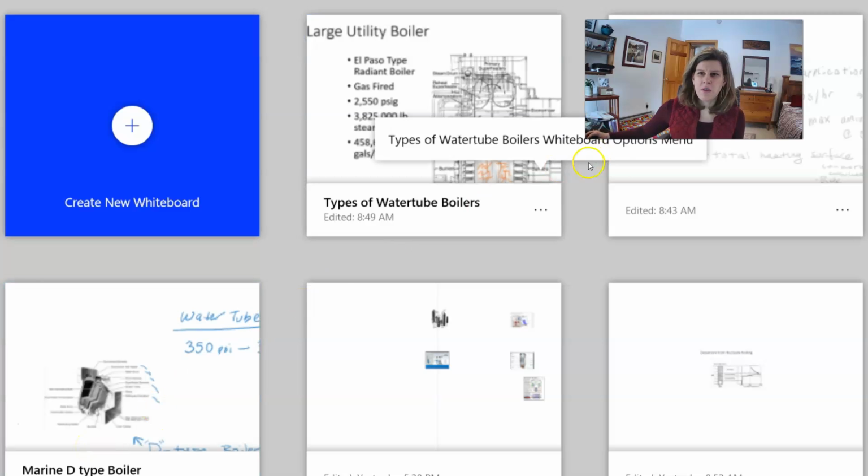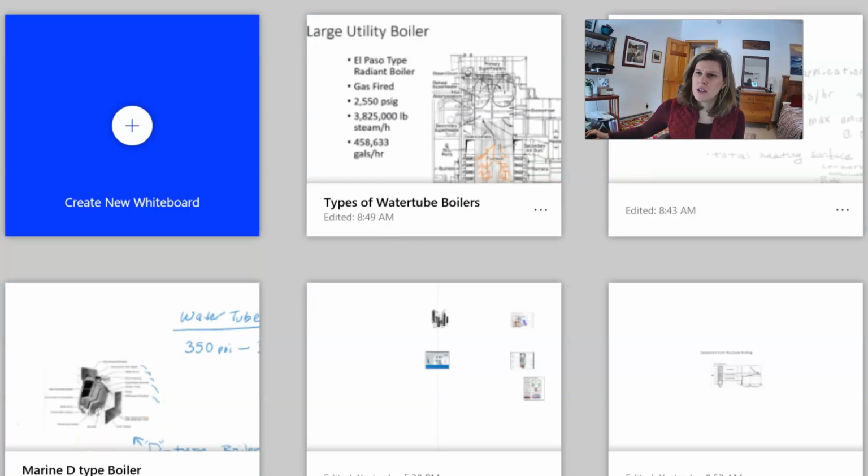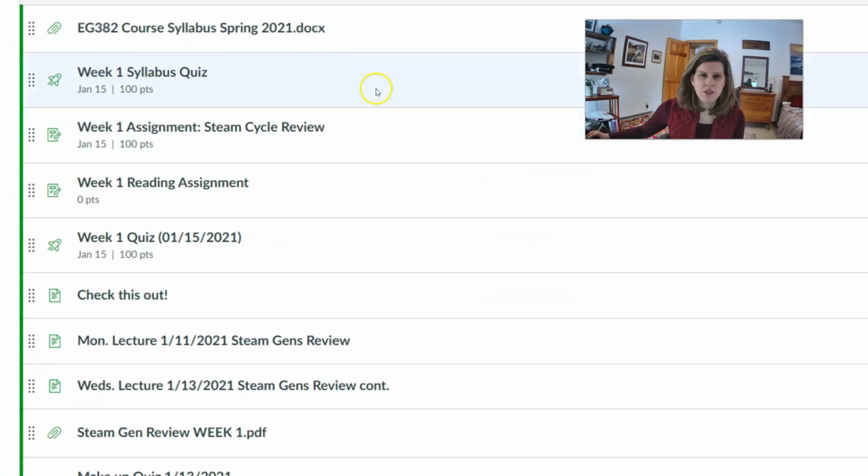Before we get started, I wanted to go over the Canvas page to make sure everybody's clear on what is due this week. Your syllabus quiz is due January 15th. The week 1 assignment, STEAM cycle review, is due January 15th. The reading assignment should be done by January 15th, but you don't have to pass anything in. The week 1 quiz is due January 15th. And then there's a really cool short video I found off YouTube. I think you'll like it. Please check it out. It'll hopefully connect some of the dots.